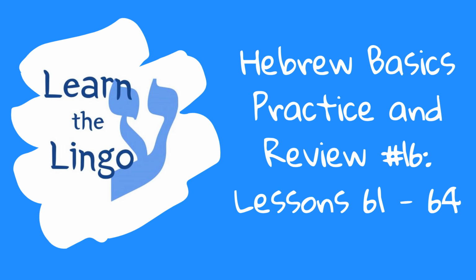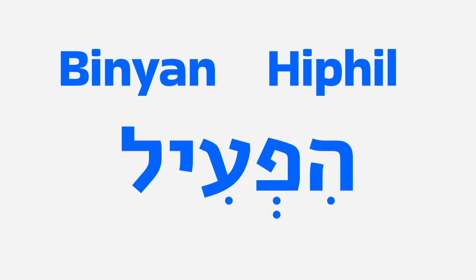Today, we are going to be doing a practice and review of everything we've learned from lessons 61 to 64 in this series. Throughout these past 4 lessons, we've been learning how to form a new binyan, or verb structure, called the Hiphil. But today, we're going to begin with a sentence that uses a verb in the kal binyan.